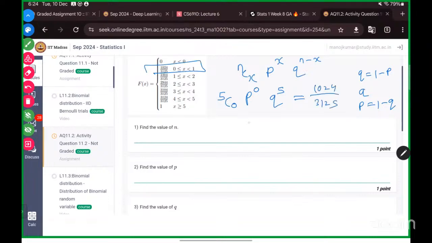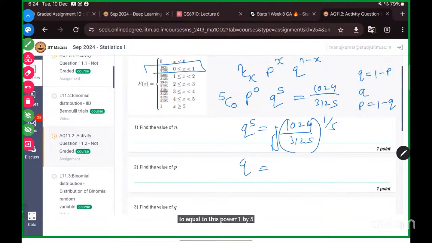q^5 is equal to this, and you have to take q equal to this power 1 by 5, right? If you do this, then you will get the answer. So from this you can get q, and p you will get using 1 minus q. So this is how you will get both of them, p and q.